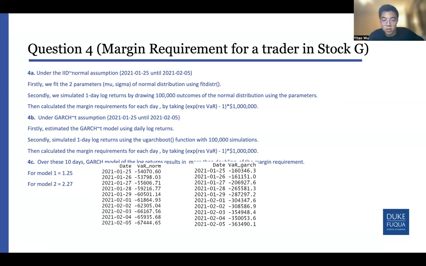For model 1 the ratio is 1.25, and for model 2 it is 2.27. So based on the T distribution, the margin requirement is doubling after the 10-day period. Thank you.